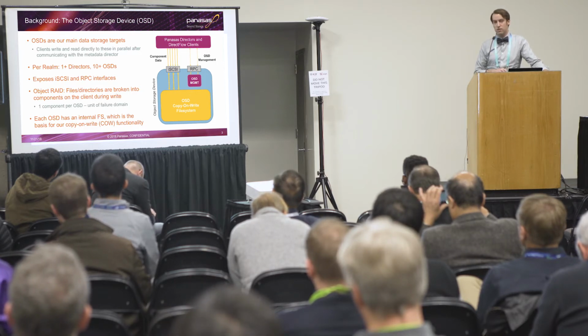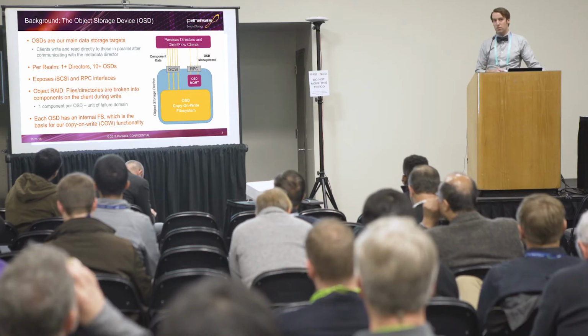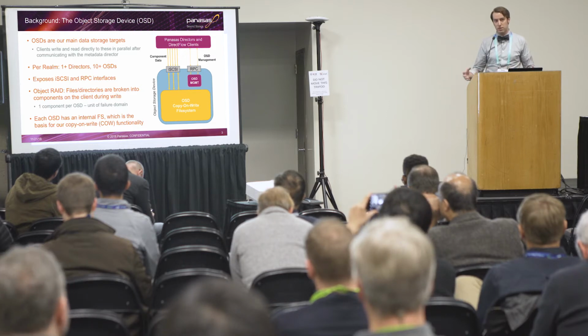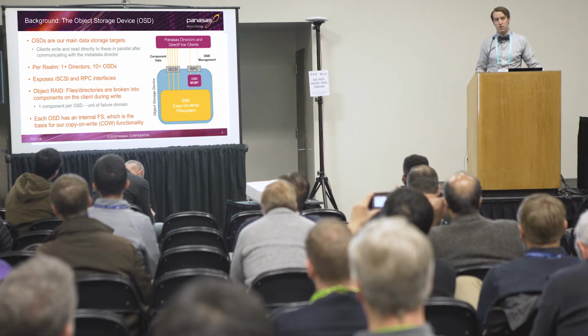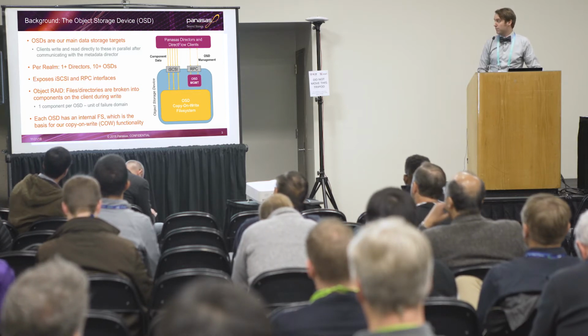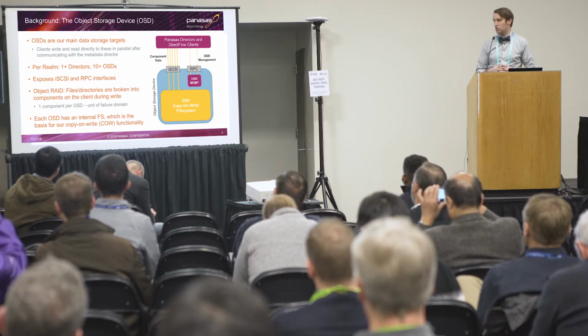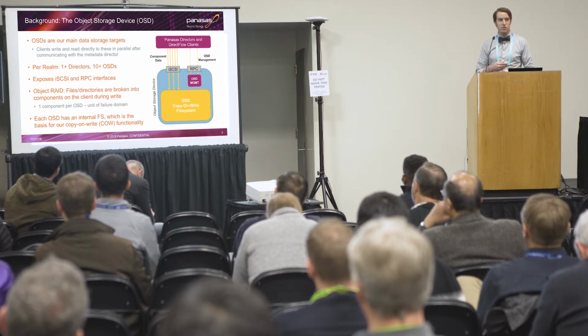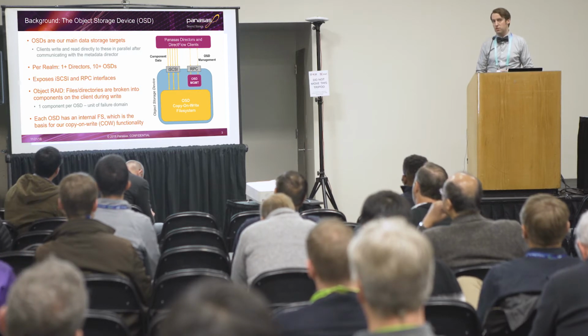We use object RAID, which is a superset of erasure coding, to basically splice up our files and directories and send these over the wire to each individual OSD. This is our unit of failure domain. So we will have many OSDs within a blade set, which is our failure domain, and then each OSD will only have one component of the file on it at any time. And finally, each OSD has its own internal file system, which is critical because we are a snapshotting file system and we need to maintain copy on write semantics within the OSD because it would be expensive to do so at a higher level.